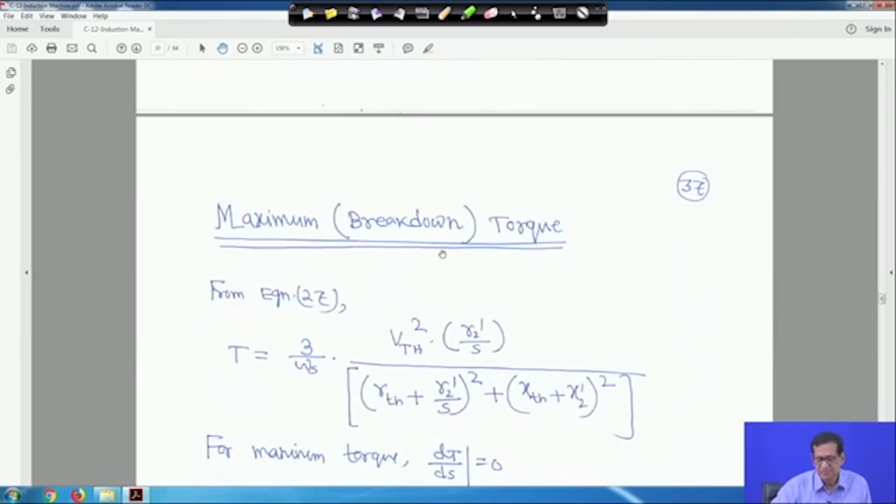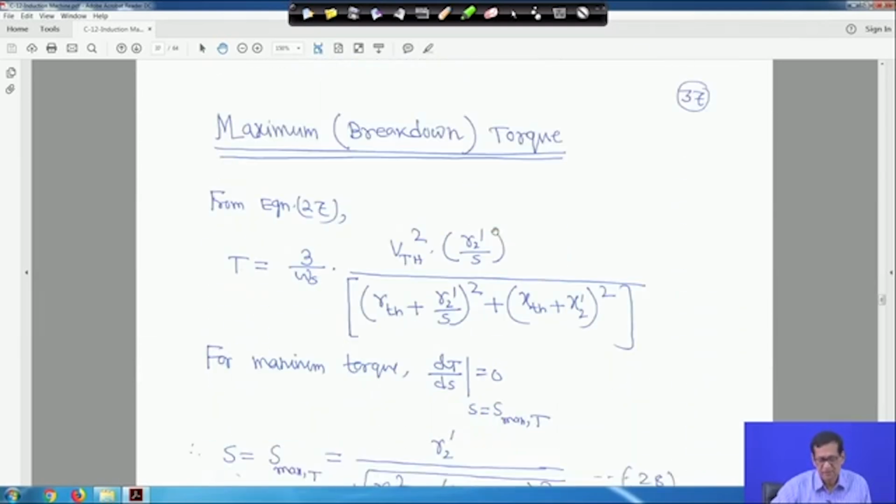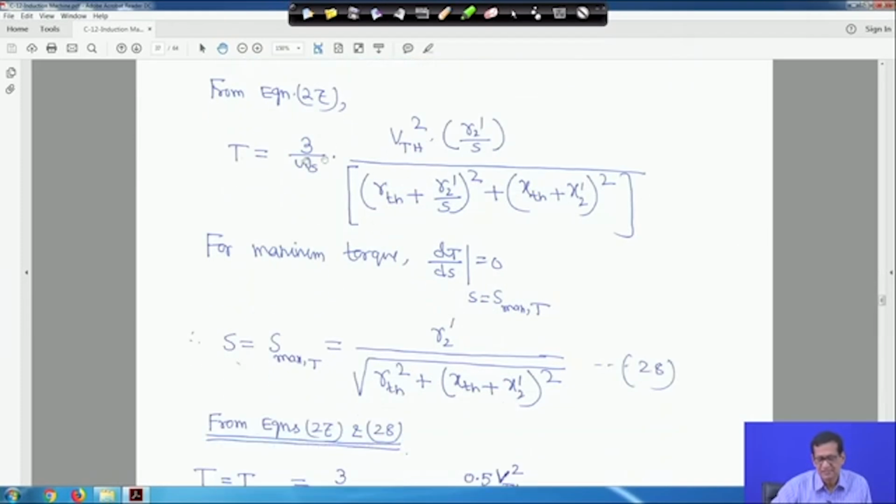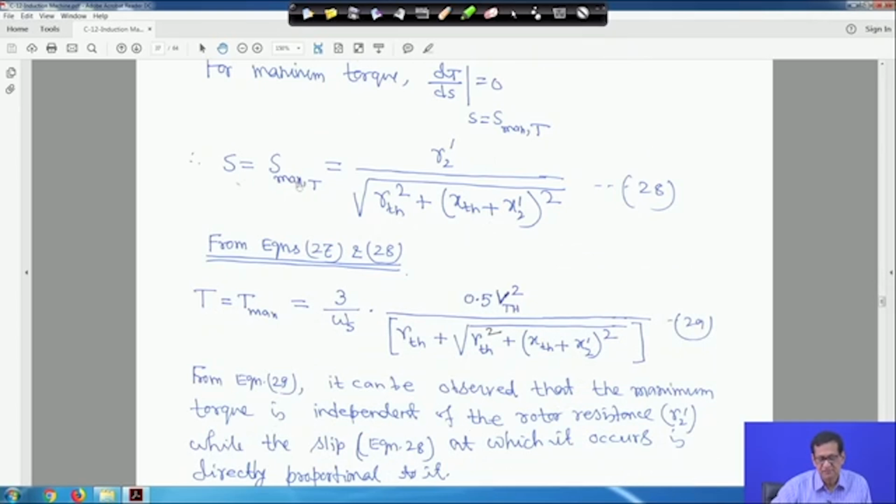Next is the maximum or breakdown torque, how to find it out. From equation 27, this is my equation for torque, set dT/ds equal to 0, for which you will get S equal to S max T. If you set dT/ds equal to 0 and simplify, you will get S max T equal to R2' divided by the square root of (R Thevenin squared plus (X Thevenin plus X2') squared). This is equation 28.